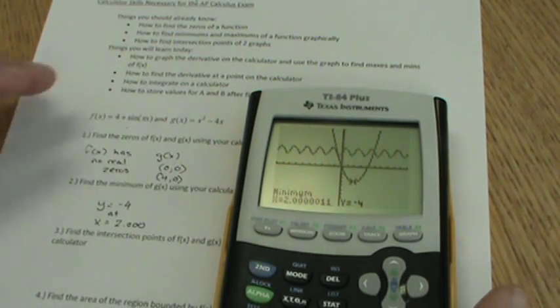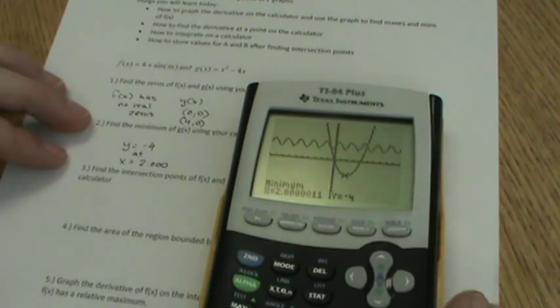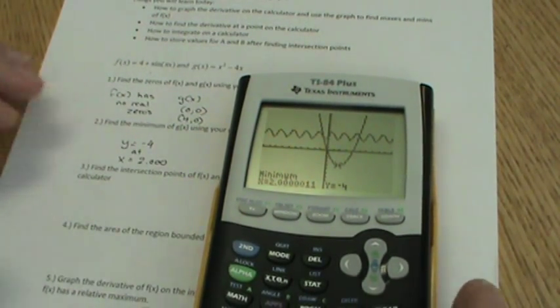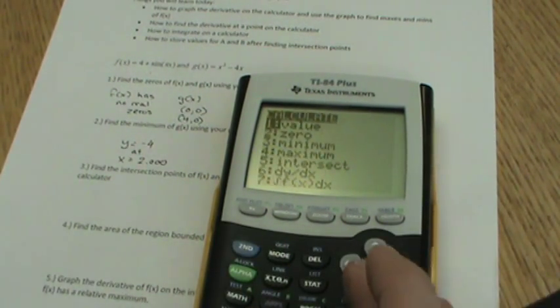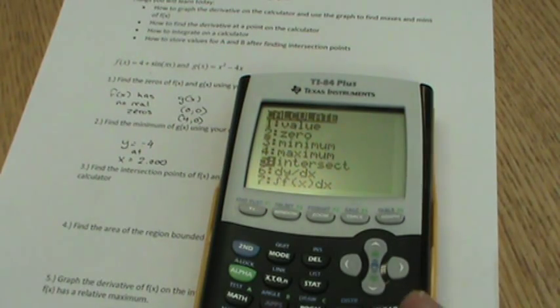Okay. Now what we're going to do is actually find the intersection points, and then we're going to store these points as A and B using the calculator. Now this is a new topic, the whole storing, so follow along closely. All right, first thing we're going to do is find the intersection. Now this is something you've done before. Again, we're going to do second, trace, and intersect. So we're going to go down to 5.